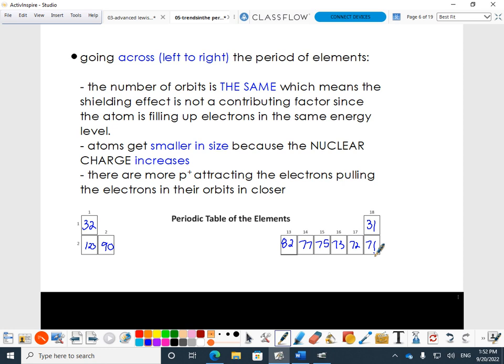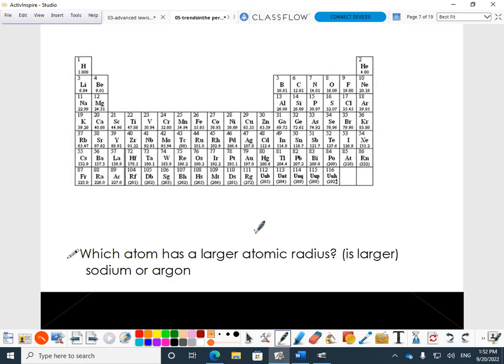Okay, so show me what you've got. Which element has a larger atomic radius? You could even think of it as is larger. You can show me sodium or argon, or you can show me a question mark. But I want to see it. So hold it up. I have terrible eyes. Show me what you've got.